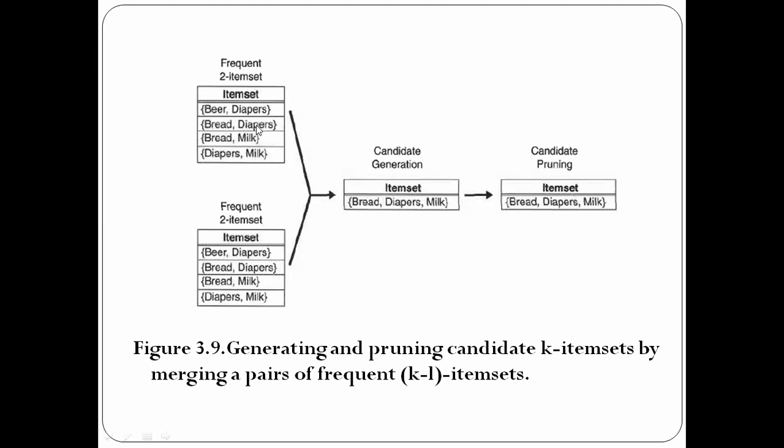In the same way, bread, diapers will not match with any other items here. Next, bread and milk. If you compare this with these items, it will not match. Bread and milk will match with bread and diapers, but we have already formed that item set, that is bread, diapers, and milk. So there is no need to consider the item set again here.